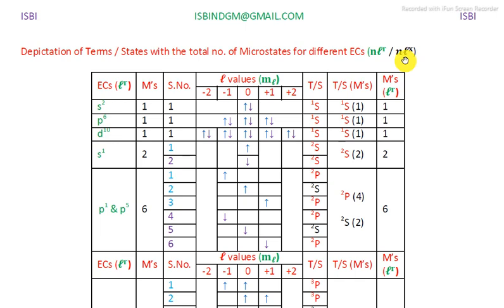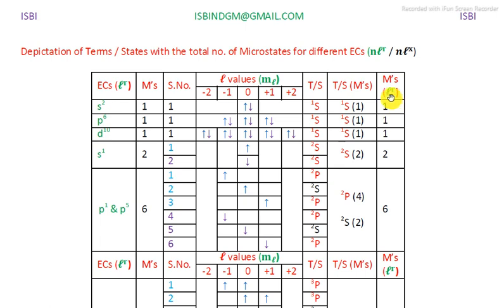Let us see the below table. It lists the electronic configurations taken, the number of microstates possible for those configurations with the serial number, the small l values, or we can say ml values, ranging from -2 to +2, or we can write from +2 to -2 also, the term or state for that microstate, the number of microstates for that term or state, and the total number of microstates for that electronic configuration.